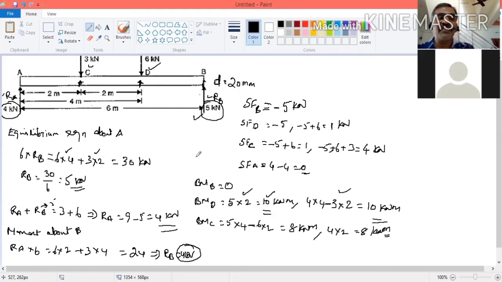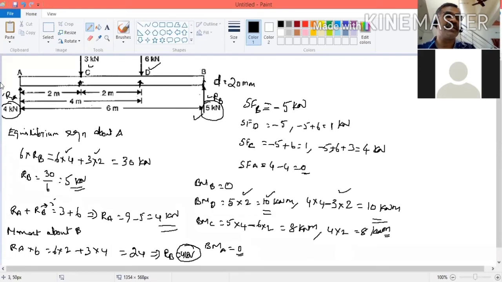But you need not follow the same convention. Instead of plus, you can take minus also, but the same convention you have to follow for the entire problem. Now you take the bending moment at this point. If you consider the left side of the beam, automatically only one load is there, so load into distance will be 0. Bending moment at point A is equal to 0.